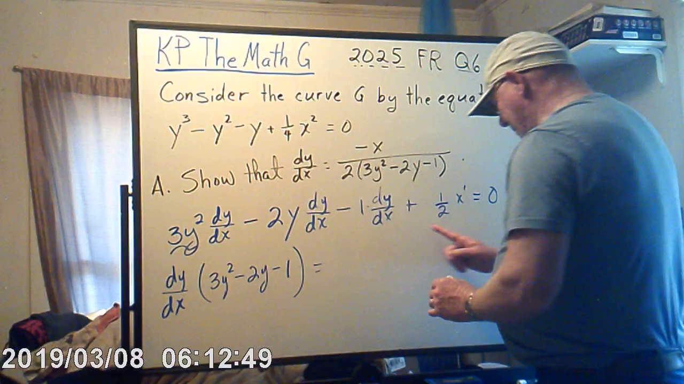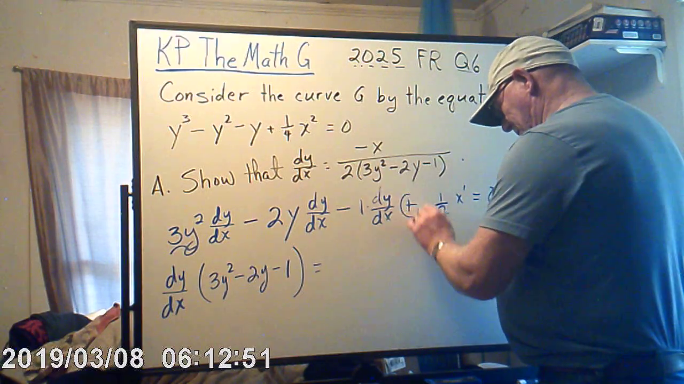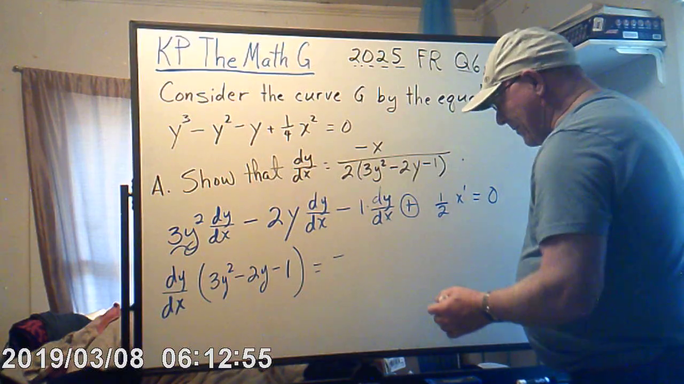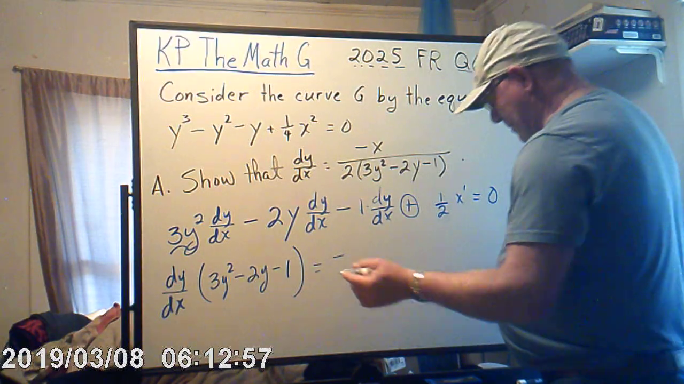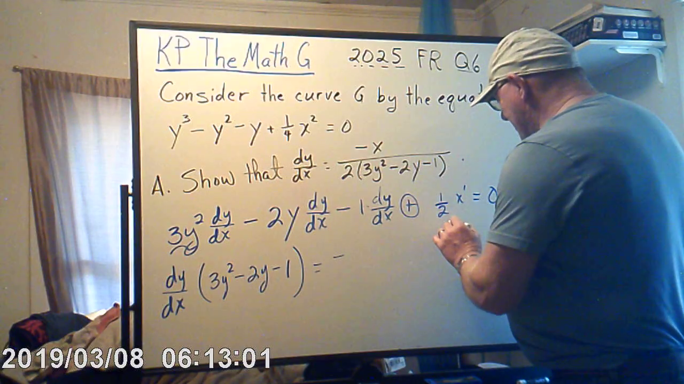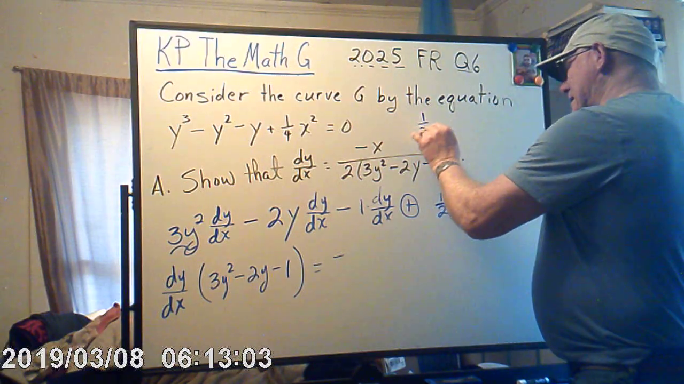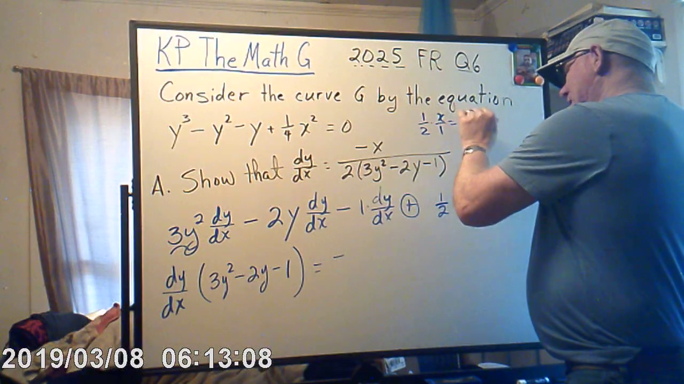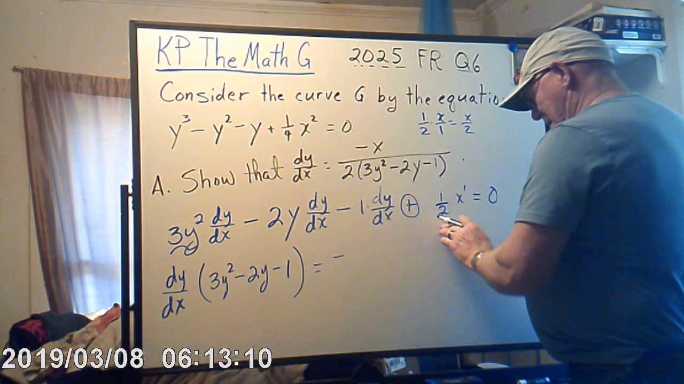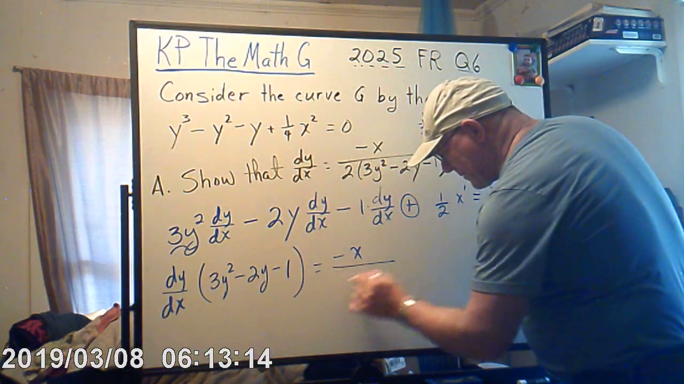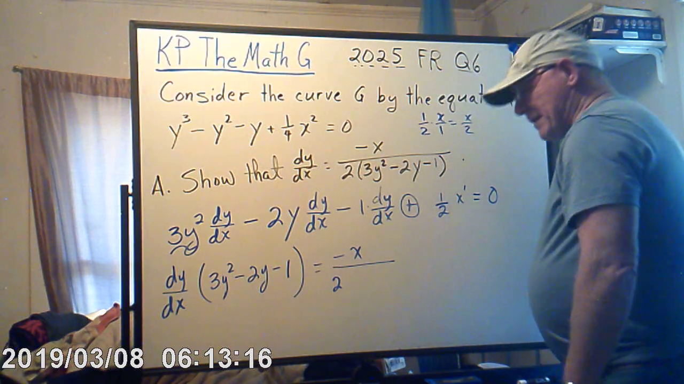And then you bring this to the other side. So this is plus, so this would be negative. And I like to think maybe this is 1 times x is x. So this can be written as 1/2 x times x over 1, which is just simply x over 2, right? Alright, so negative x over 2.